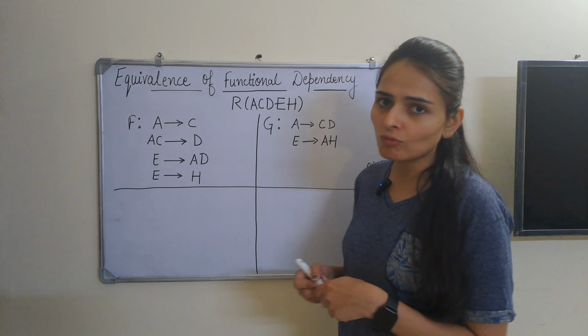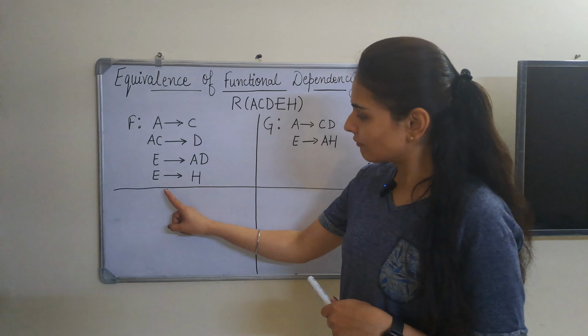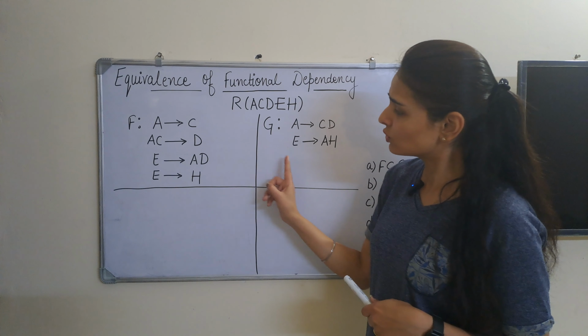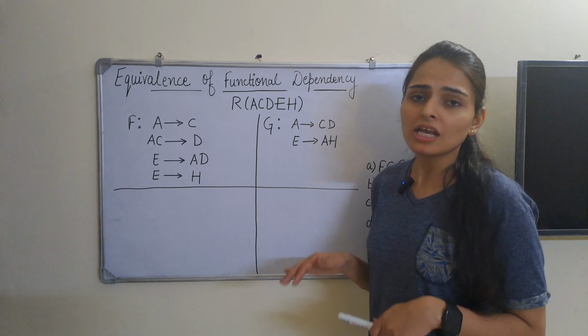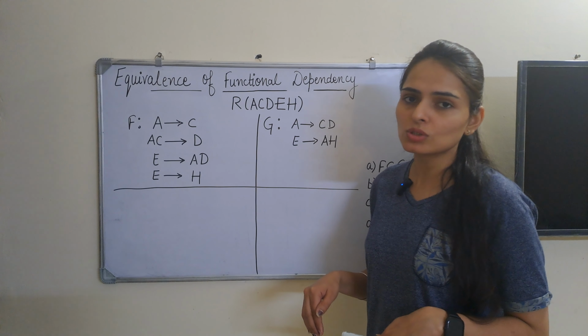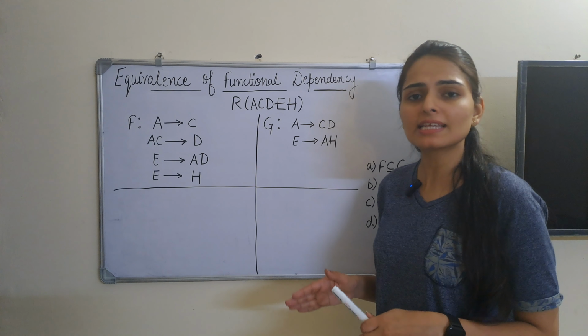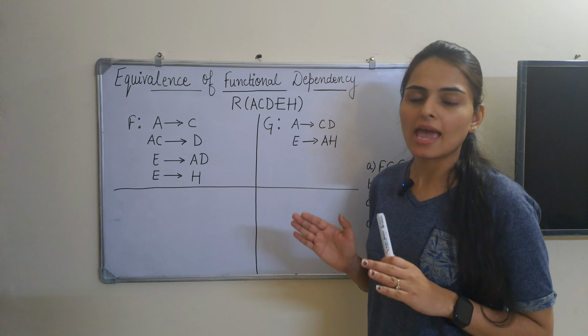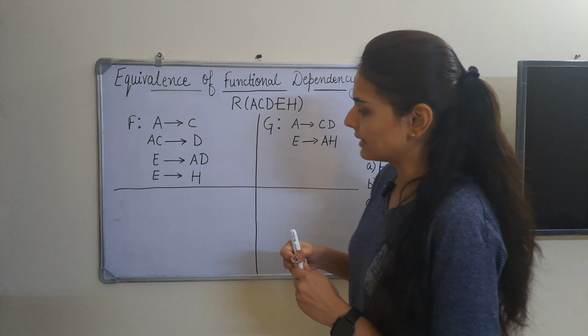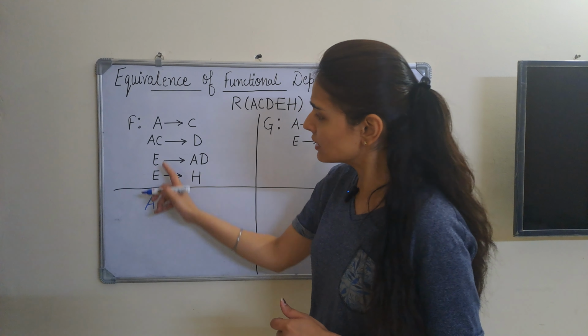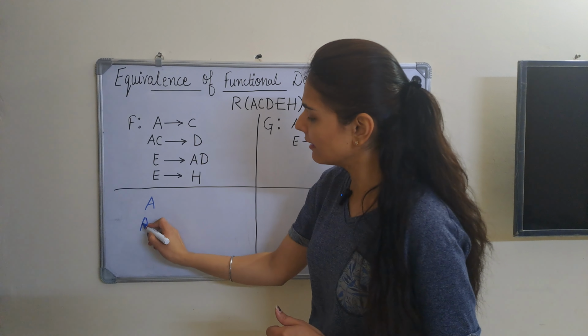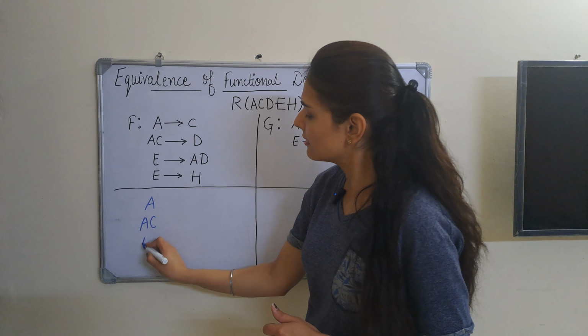Right now, these two sets of functional dependencies are not at the same point, right? So to compare them, we'll first have to bring them to a common point. And how do we do that? Let's see. First, whatever is there at the left hand side of this set of functional dependencies, we'll write down those attributes. First is A, then there is AC, and then there is E.